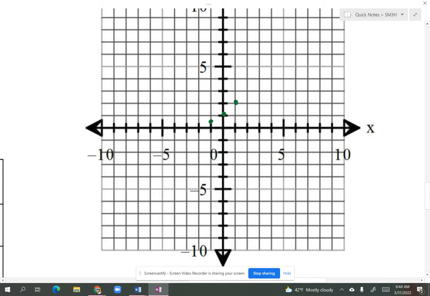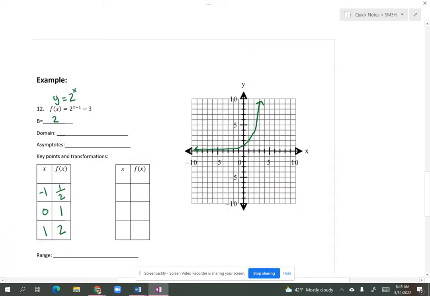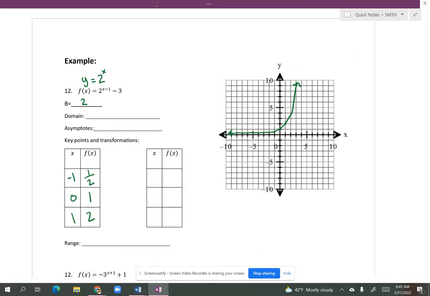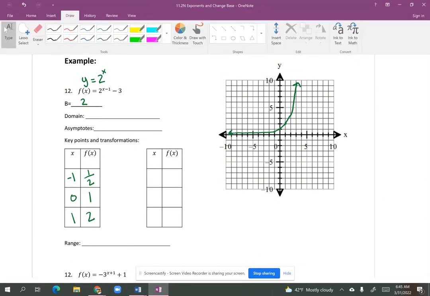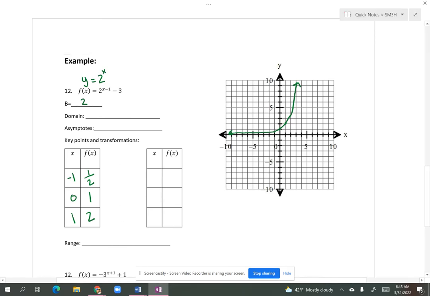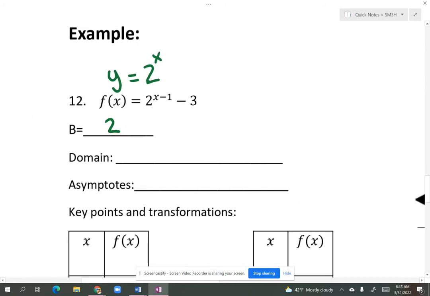So if we notice, this graph would come flat in this direction, and then it's going to shoot up like that. Okay, that would be the original basic parent function, the green. However, we have a couple of transformations going on. First transformation that I notice, or the extra fluff, is the first thing I'm going to do is I'm going to go, okay, this is extra.